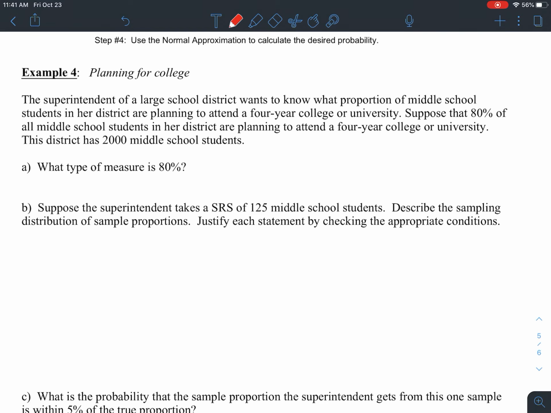So when it says, suppose that 80% of all middle school students in her district are planning to attend a 4-year college or university, if the middle school students in her district are our population, then that means 80% is a parameter. It says here, please keep in mind that this particular district has 2,000 middle school students in it. So the first question is, what type of measure is 80%? Well, we said 80% was measuring all of the middle school students in her school district who were planning on attending college. That's the proportion. So this is a parameter.